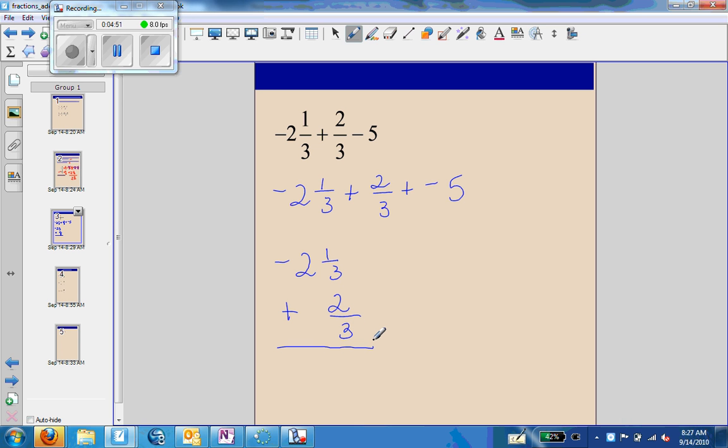The nice thing is these two already have common denominators, so we don't have to deal with that piece. We do need to think about our integer piece. We're adding a negative and a positive, which means we're actually subtracting. Whenever you add different signs, you're actually subtracting. We have more negatives than we do positives, so our answer is going to be negative. So we're going to subtract these two, and our answer is going to be negative.